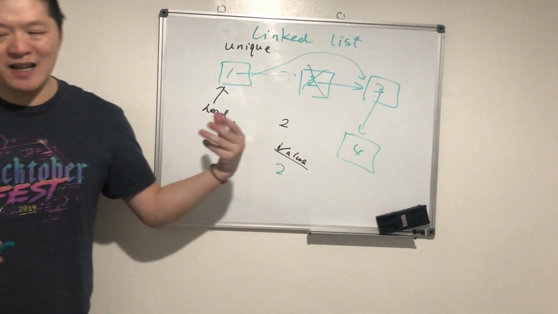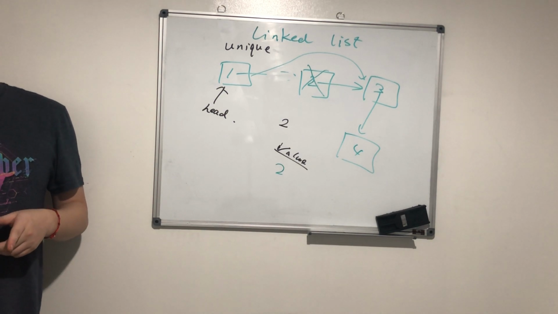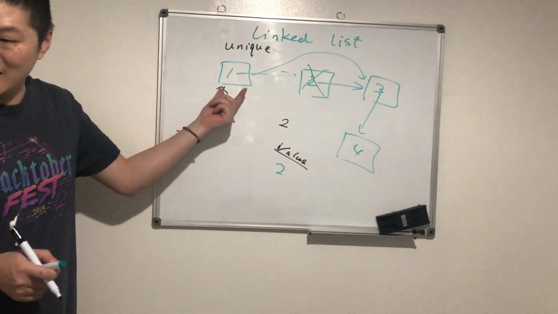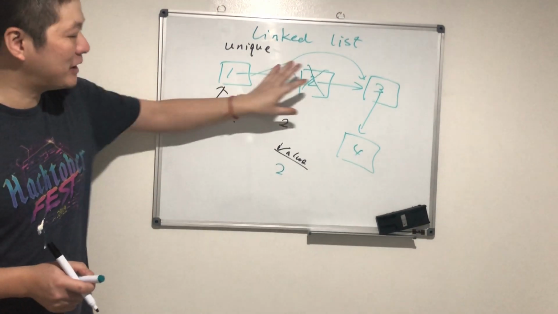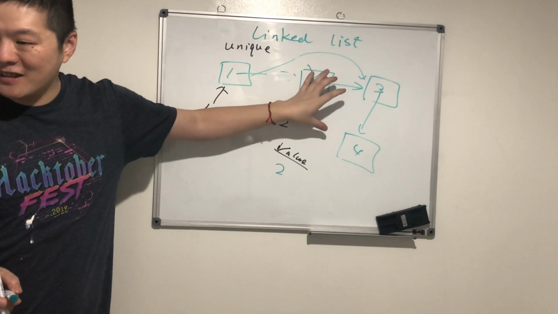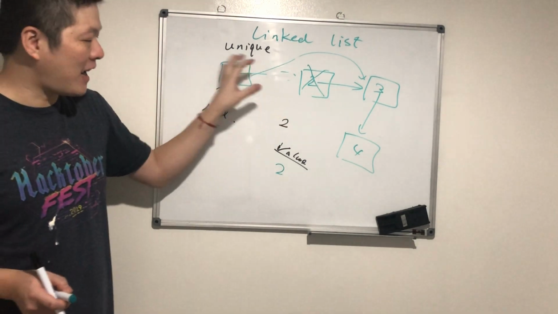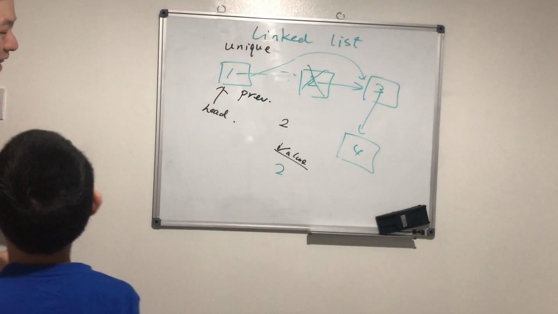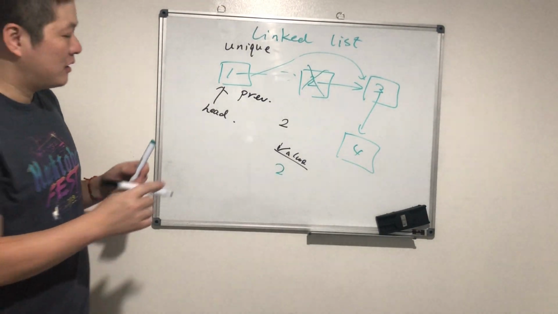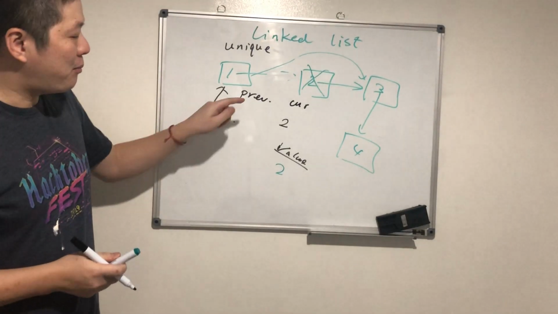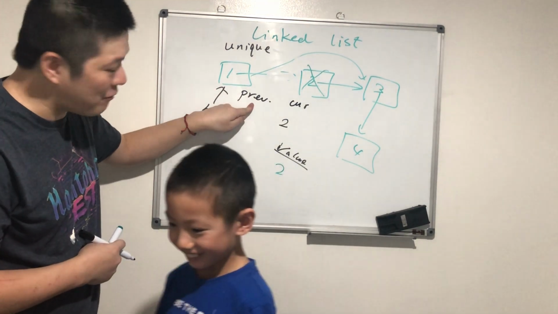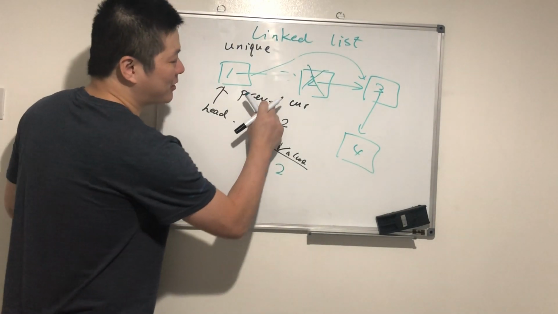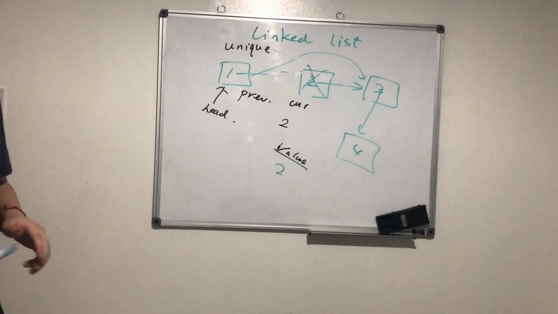So how many cases are there? 2 cases. Why is that? If the value is the head, then we just need to return the head's next, right? If it's not the head, then we record the previous node, and then another node. So this is current. So what do we do now? Previous dot next equals current dot next. Because it is now equal to current, but we need to make it equal to current dot next.